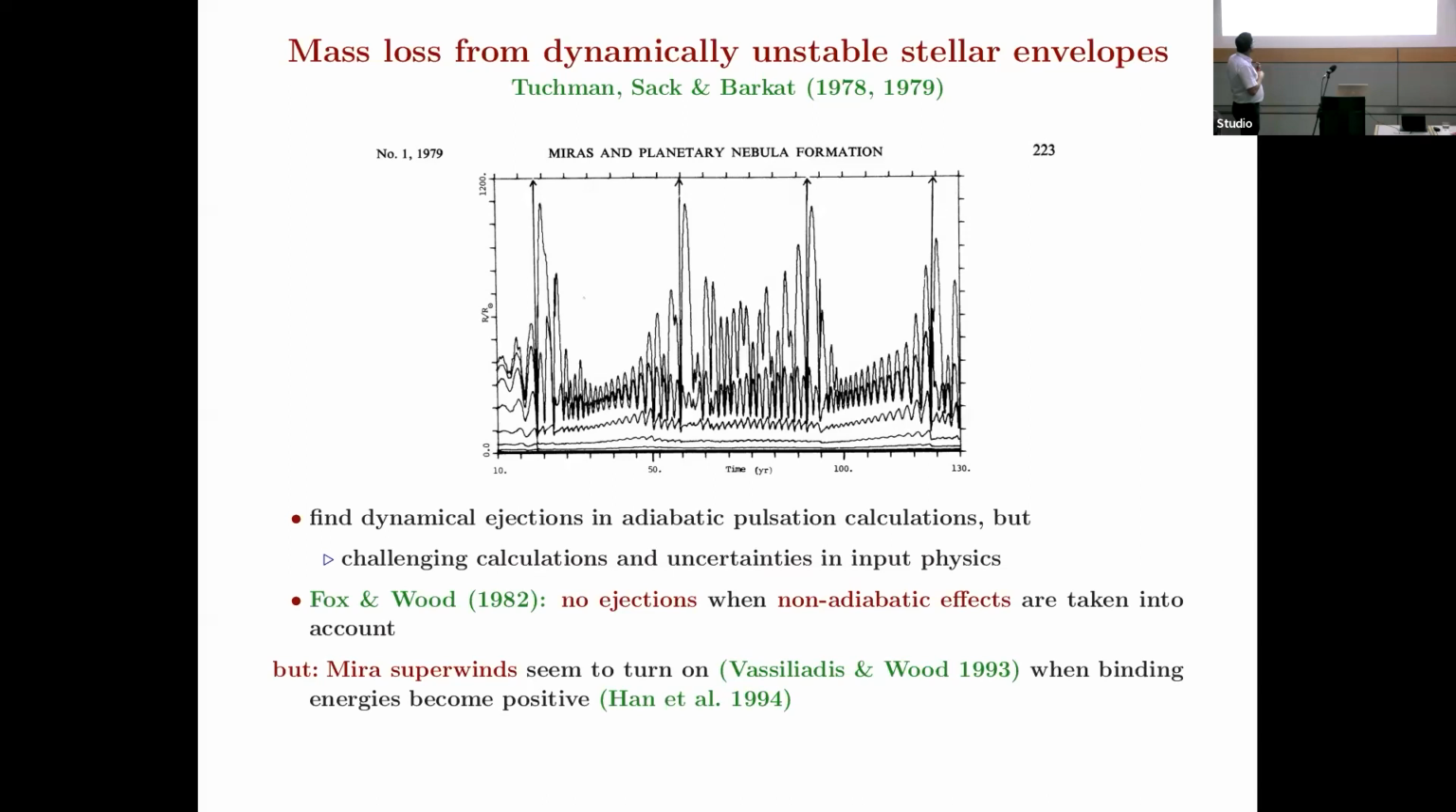And soon after, Fox and Wood argued that, well, this is too simple because non-adiabatic effects also have to be taken into account. When the star becomes very large, it actually radiates very efficiently. And it can lose most of the energy that's in the pulsation just by radiation. And they concluded that these mass ejections would not take place if they were properly taken into account. I would still point out that even using the work by Peter Wood and his collaborators, when they claim that you have a superwind, that's exactly the point where the binding energy of the envelope is zero.